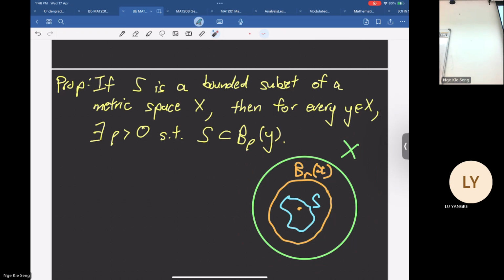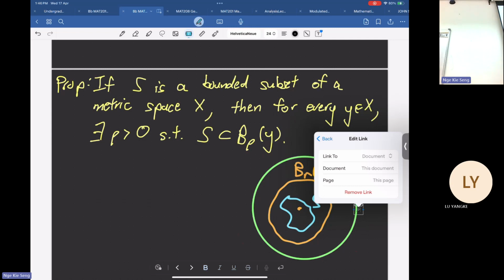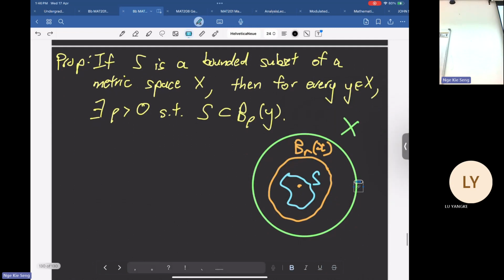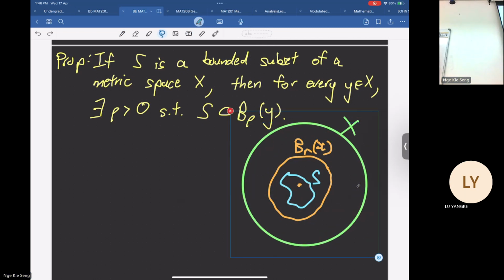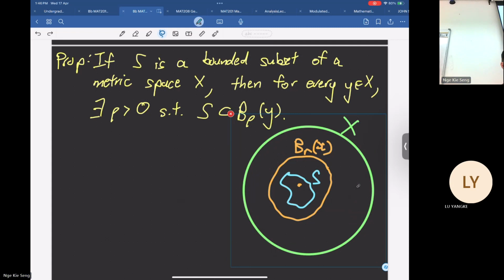The ball is inside X. Of course not outside, because I don't have space to draw. Let me make it bigger. Of course you don't want to go outside. I mean, this X is everything, literally everything.